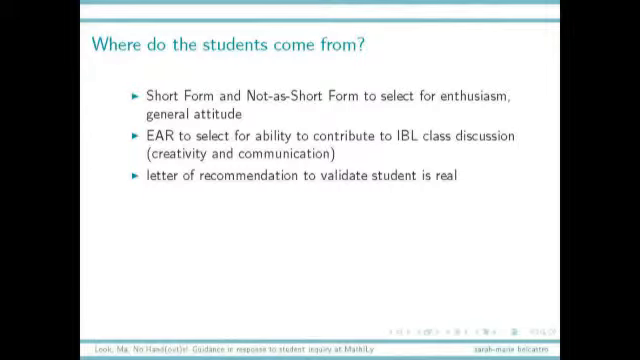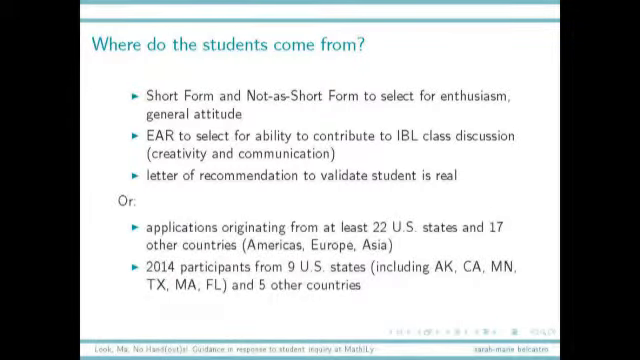The other way you could answer this question, where do they come from? We have applications originating from at least 22 US states and 17 other countries throughout the Americas, Europe, and Asia. And this year the participants come from 9 US states from essentially all sectors of the US and 5 other countries.